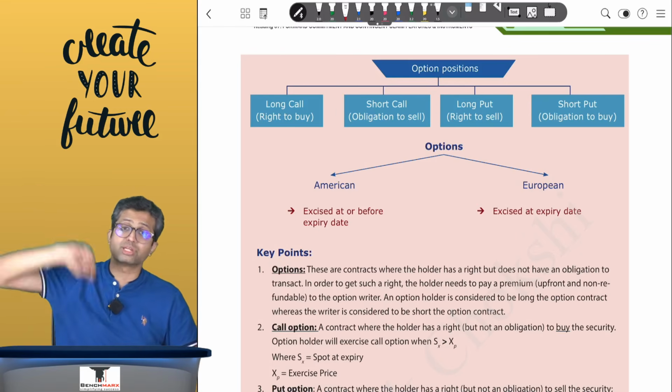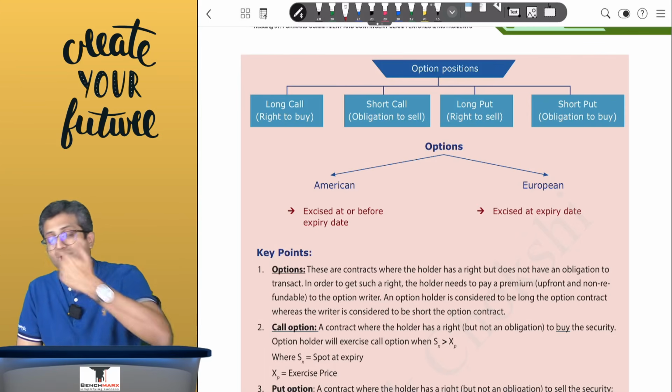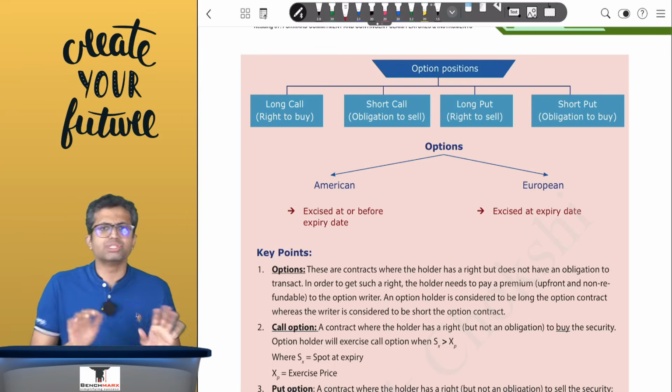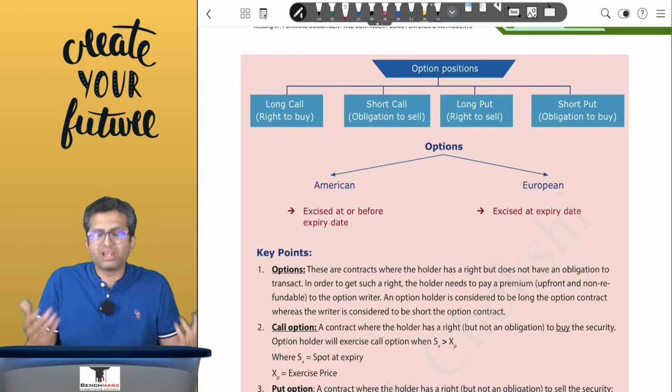So if the holder exercises, I will have to pay. But the holder will only exercise if it is advantageous to him, and hence in such a case I will have to pay. So the payoff for an option writer can be negative or it can be zero. However, an option writer will receive the premium, and hence they will add the premium.